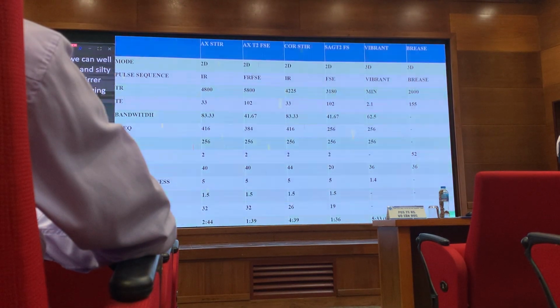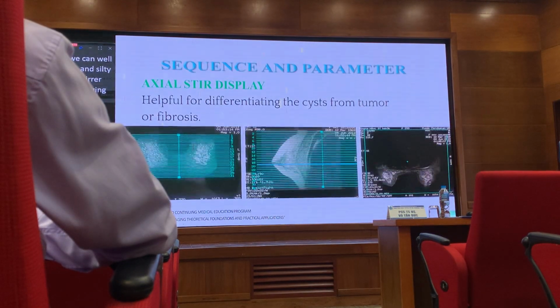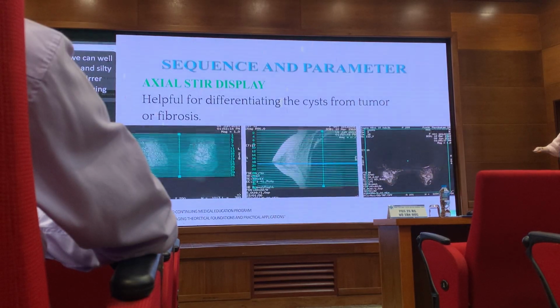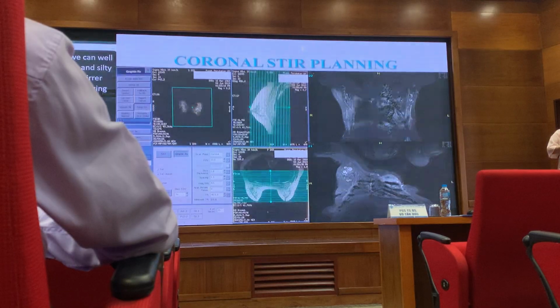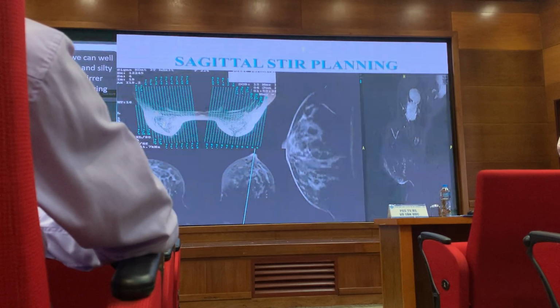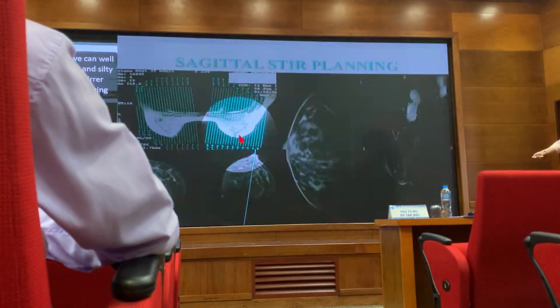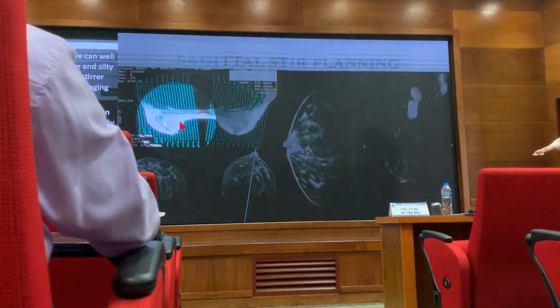This is some of the sharing of the sequence and also the parameter setting. For the axial STIR, this is how we're going to do it. And also the coronal. And this is sagittal. For the sagittal, we will be based on the nipple. We will align the nipple and do it sagittal for the right and left breast.